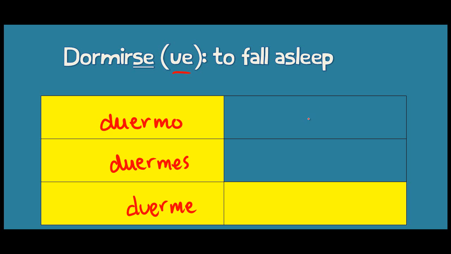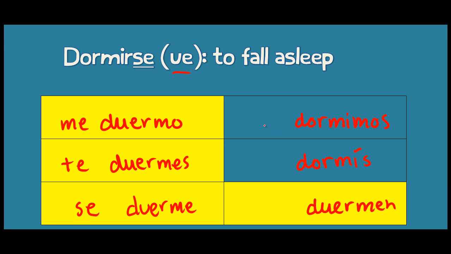duerme. Nosotros dormimos. Vosotros dormís. Ellos, ellas y ustedes duermen. And now we just plug in our pronouns. Yo me duermo. Tú te duermes. Él, ella y usted se duerme. Nosotros nos dormimos. Vosotros os dormís. Y ellos y ellas se duermen.